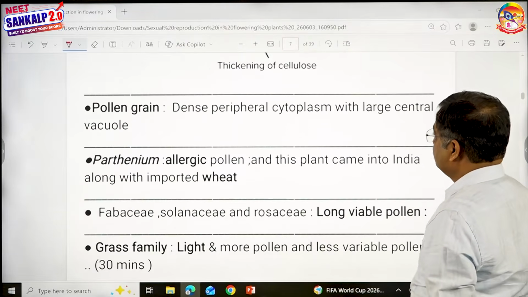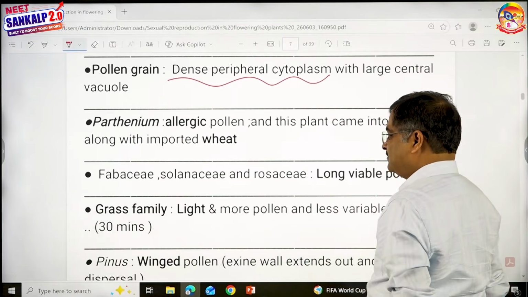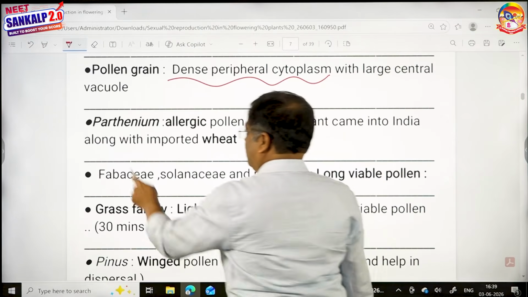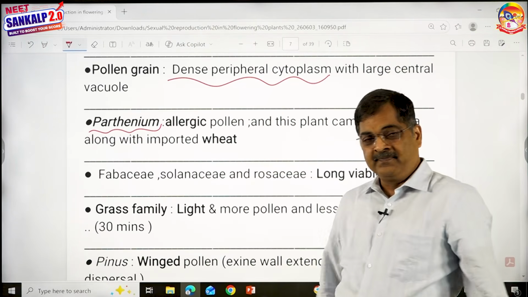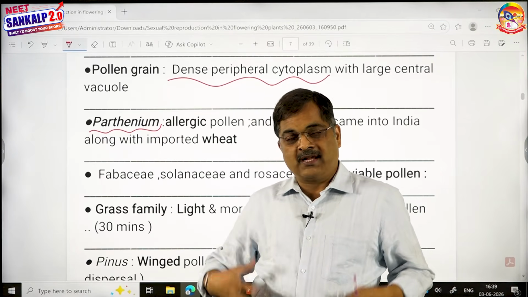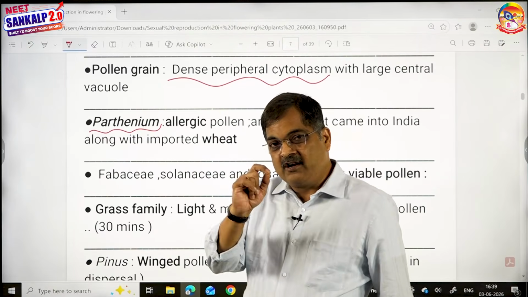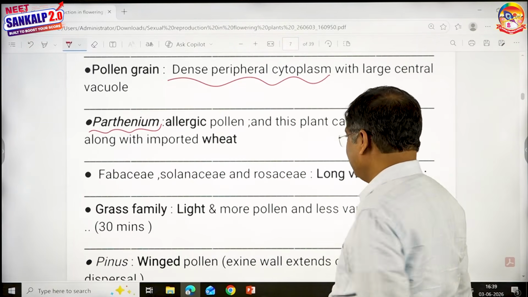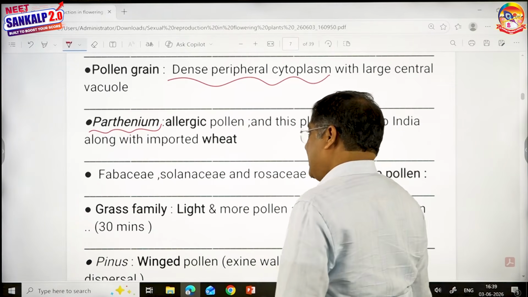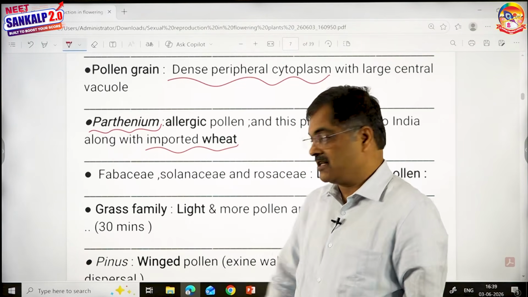The pollen grain has dense cytoplasm with a large vacuole, and there are some important examples. By this time, you know all these points. Parthenium. Whenever you move through the countryside and pull your windows down, you sometimes start sneezing because the pollen grains are there in the air. Parthenium has white colored flowers, and it's an Asteraceae member. This is called carrot grass. I forgot to write the common name. It came to India along with imported wheat. We did not bring this, okay, accidental entry.